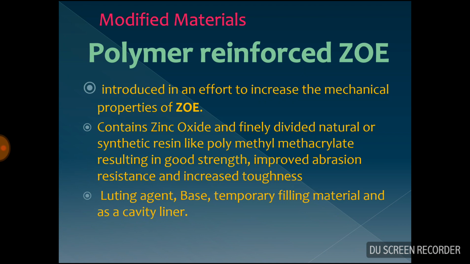The powder is modified with the addition of resins or hydrogenated rosin. The liquid has polystyrene or methyl methacrylate, which results in good strength, improved abrasion resistance, and increased toughness. It is used as a luting agent, temporary filling material, and as a cavity liner.